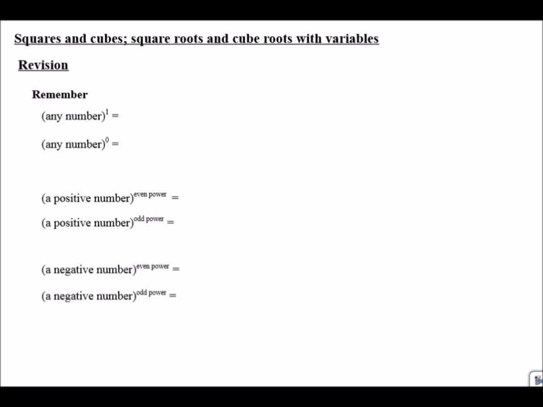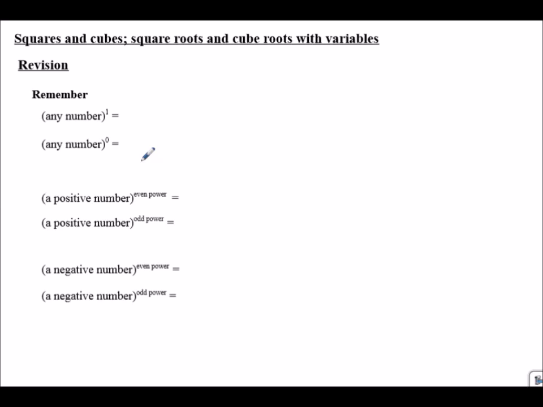Welcome back, mathematicians. Today we're dealing with squares and cubes, square roots and cube roots, but now we're including variables. This is in chapter 6 on page 84 in your tablet and page 85 in the book. First of all, we must remember to do some revision.